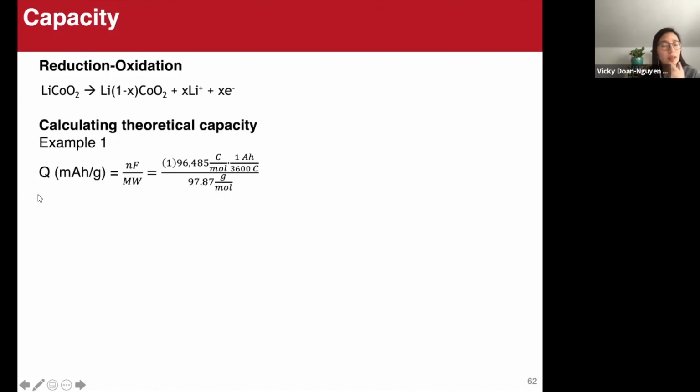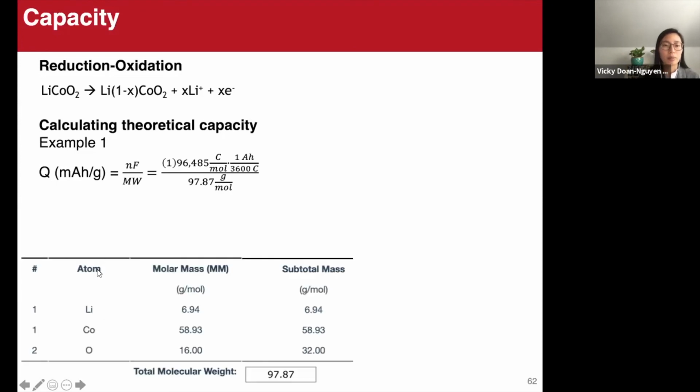Let's look at how to calculate the theoretical capacity of lithium cobalt oxide. Here the capacity is Q in milliamp hours per gram. n is the number of charge carriers, in this case 1. F is Faraday's constant, which is 96,485 coulombs per mole, converted to amp hours by 3,600 coulombs per amp hour, divided by the molecular weight of lithium cobalt oxide, which is 97.87 grams per mole.